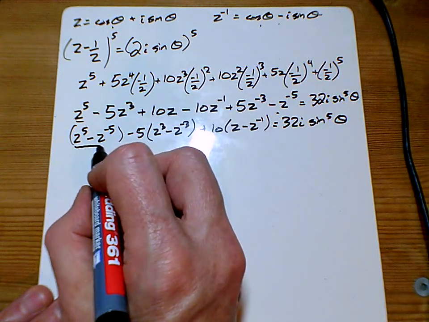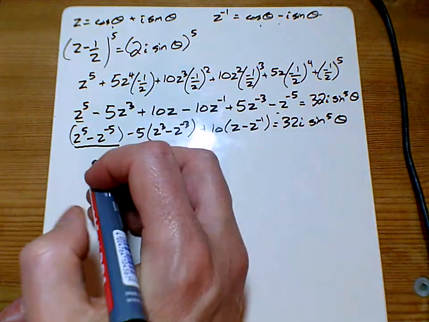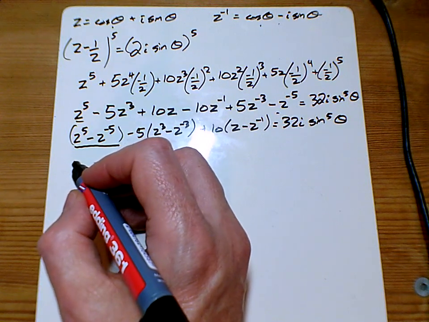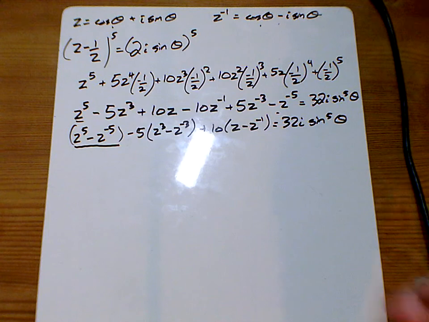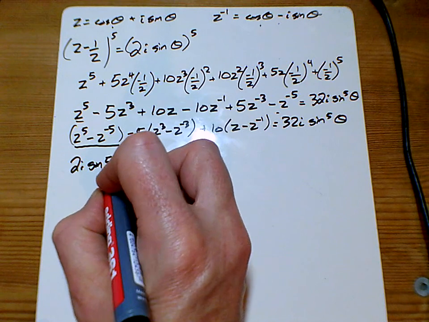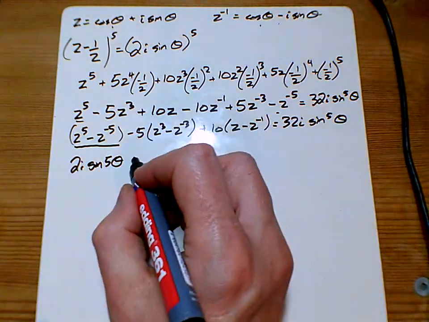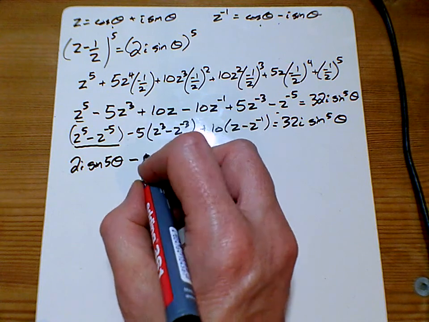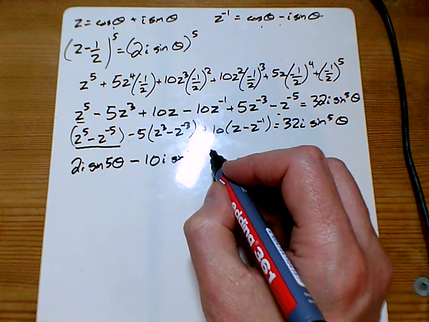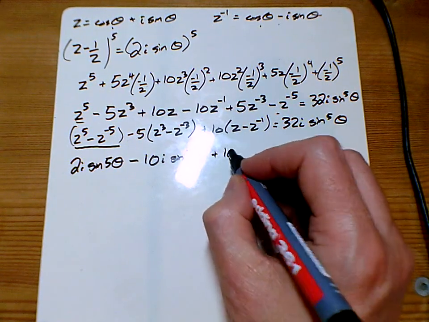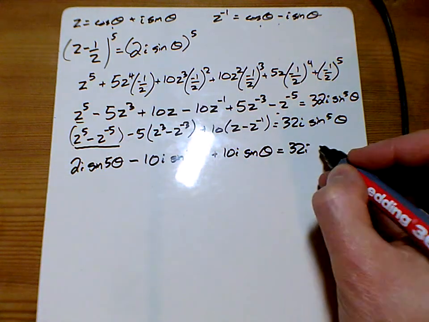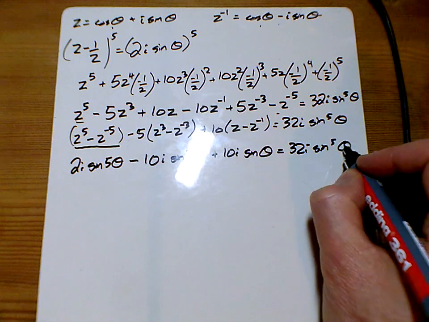So taking away these, like we've got that bit earlier here then, so this is the bit I struggled on last time, isn't it? Just remembering, I'm just looking up there. So this is 2i sine 5 theta. This is minus 5 times 2 makes 10i sine 3 theta. This is just 10i sine theta, and this is 32i sine to the 5 theta.